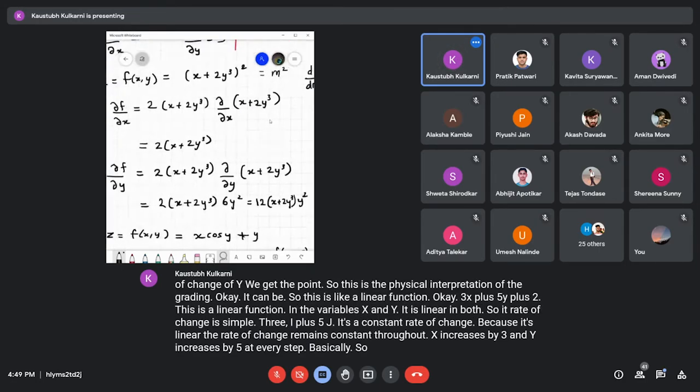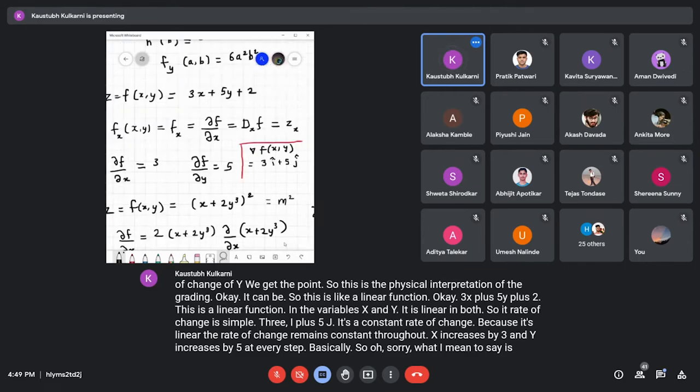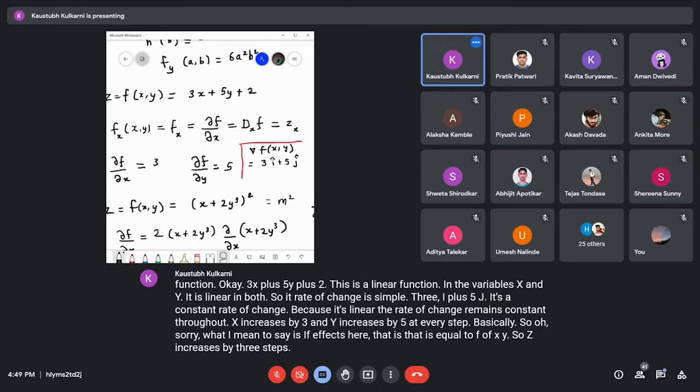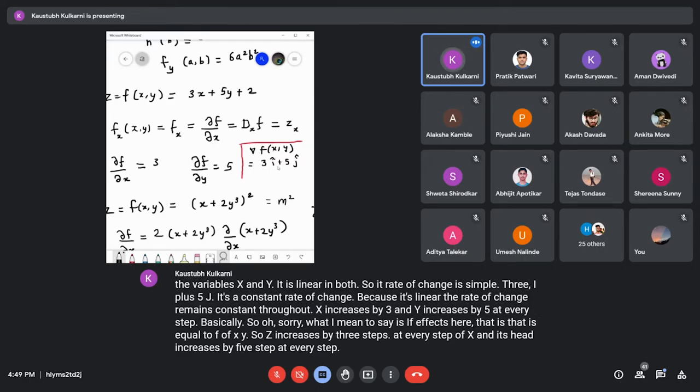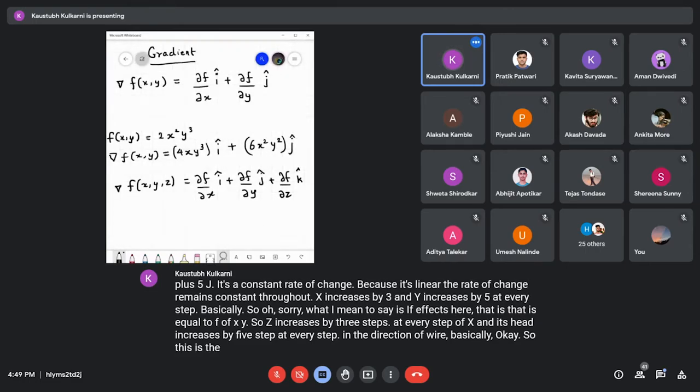What I mean to say is, z is equal to f of x, y. So z increases by 3 steps at every step of x, and z increases by 5 steps at every step in the direction of y, basically. Okay, so this is the physical interpretation of the gradient. Okay, so that was for partial derivatives and gradients.